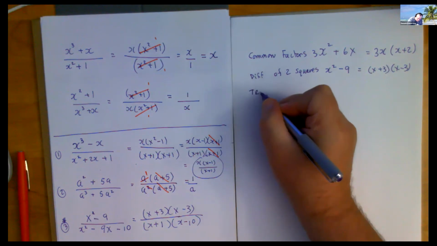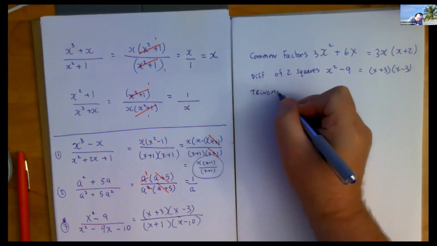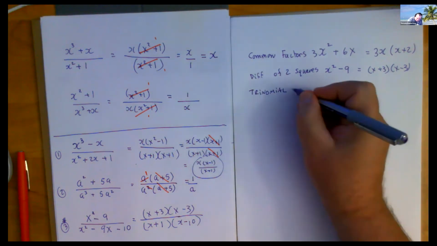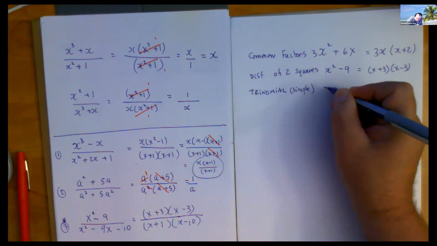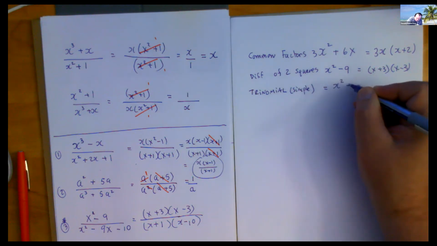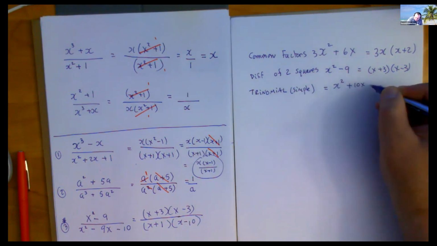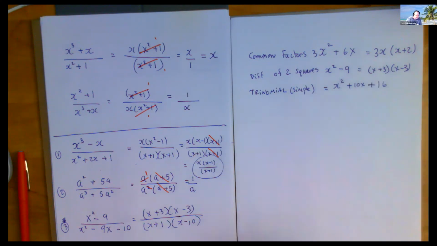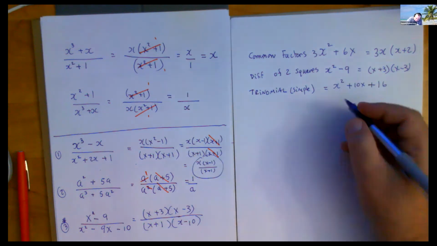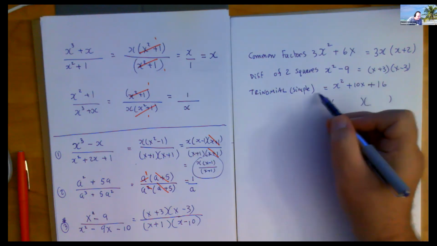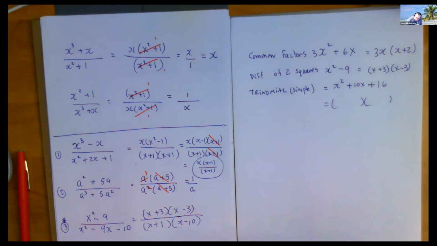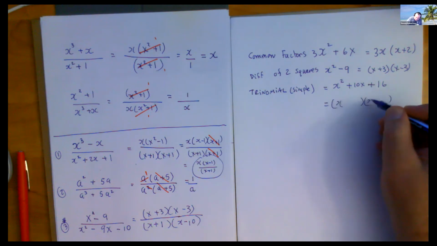I'm going to call this one a trinomial. It's also called a quadratic, but this is going to be the simple ones. So this is going to be x squared plus 10x. I'm trying to think of something that would work here. Plus 16. Now, when you get a trinomial and it's an x squared, we call them simple trinomials, because in these questions, you can get a technique.